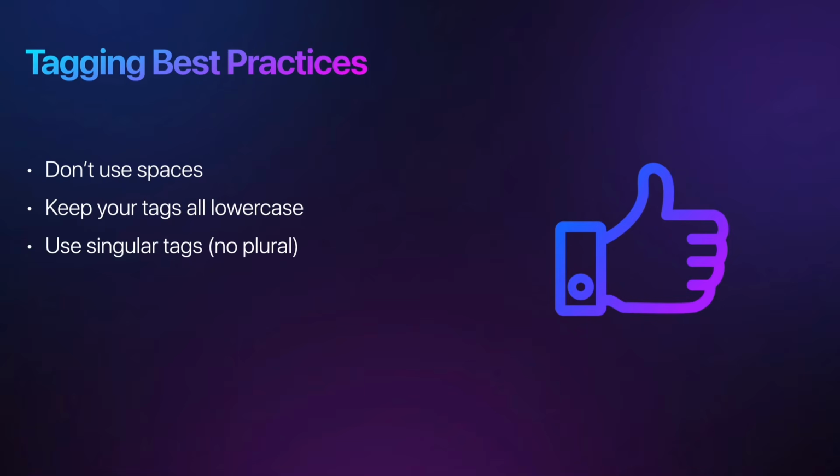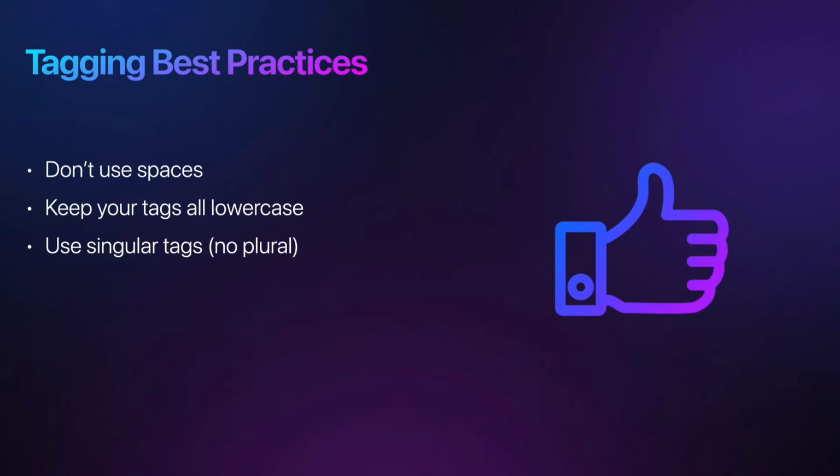Third, always use singular tags. A common mistake is to use plurals when using note level tags. For example, hashtag books instead of hashtag book. But if you have both hashtag books and hashtag book in your vault, that will actually create two separate tags and it's going to decrease the likelihood that your query shows you everything that you're looking for. So to prevent this, I always use singular tags.